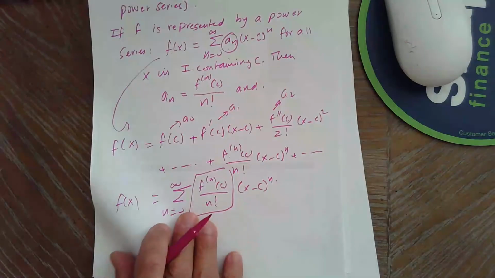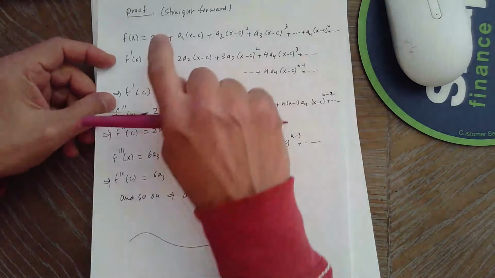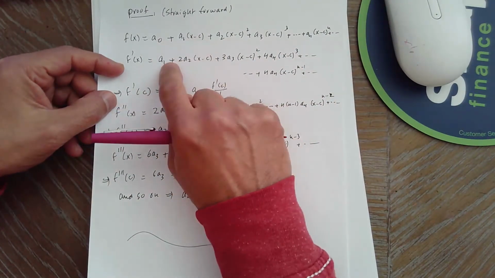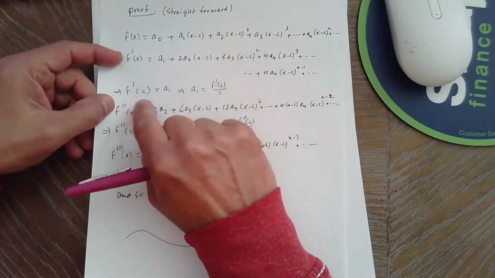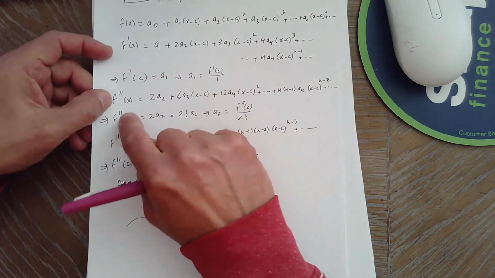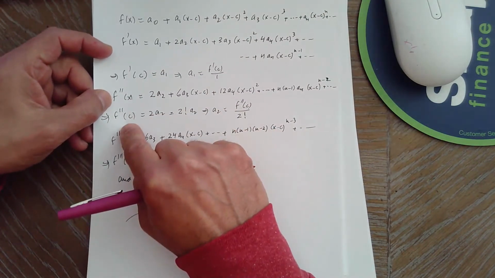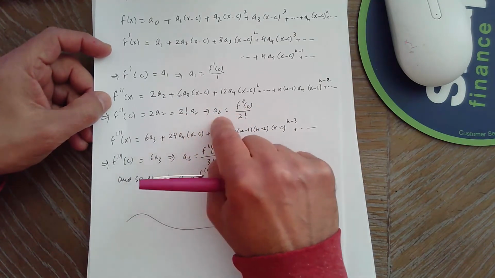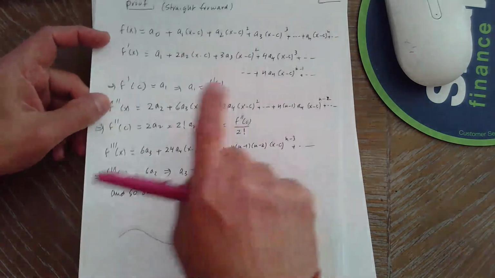The proof is straightforward. There's a lot of writing there, so I'm going to try to save some writing. So here's the proof. If you write the function and you find the first derivative, a0 cancels out, and you get a1 plus terms with x minus c. Evaluate f prime at c, all these will be 0, so a1 will be f prime at c. Same thing, you do the second derivative, f double prime at c is going to be 2 factorial a2, so a2 is f double prime at c over 2 factorial, and so on. It's a very straightforward proof. Now to page 90.